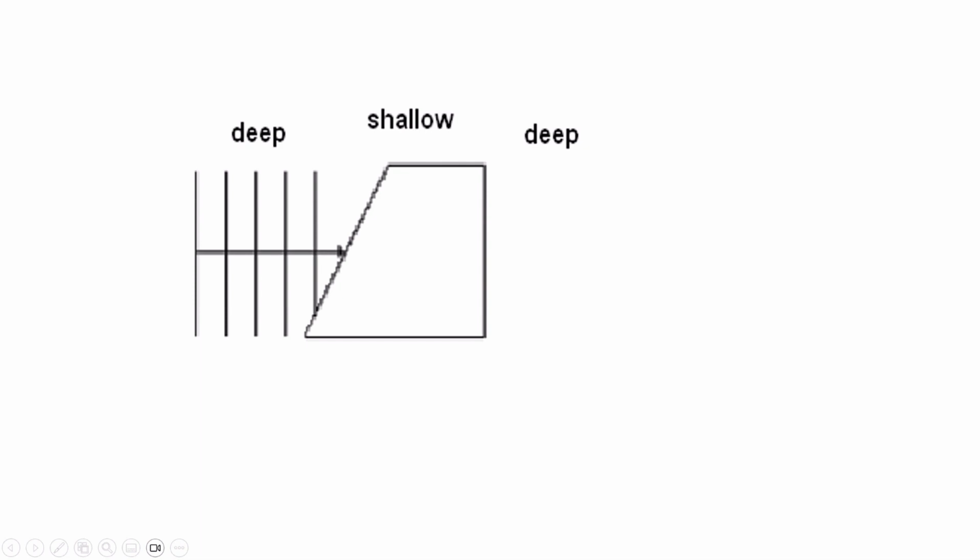Right, now we move on to another shape. We have an angle. It's not a rectangle, it's like a trapezium. So deep, shallow, deep. Again, this time we draw a normal line, which is perpendicular. Then we decide it will come in from deep to shallow. When deep to shallow, it slows down. When it slows down, it bends towards the normal line. So we draw like that towards the normal line. And then from shallow to deep, the speed will increase.